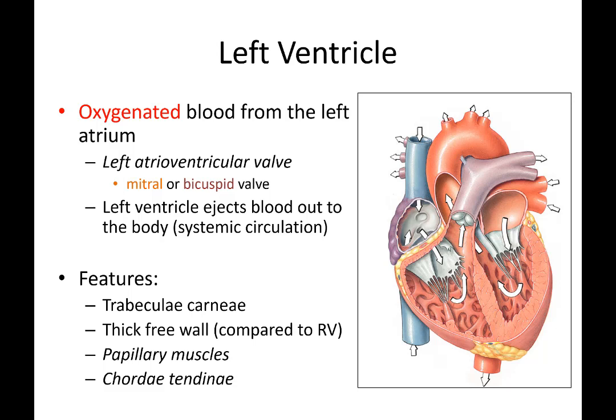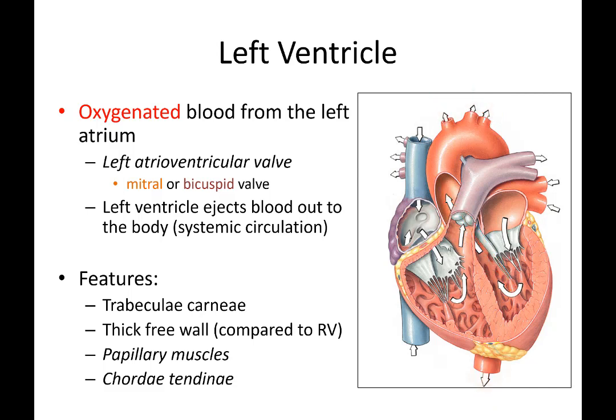The left ventricle receives oxygenated blood from the left atrium. It crosses the left atrioventricular valve, also known as the mitral valve, also known as the bicuspid valve. When the left ventricle ejects or contracts, it will send blood out the aorta and then out to the whole body via the systemic circulation.